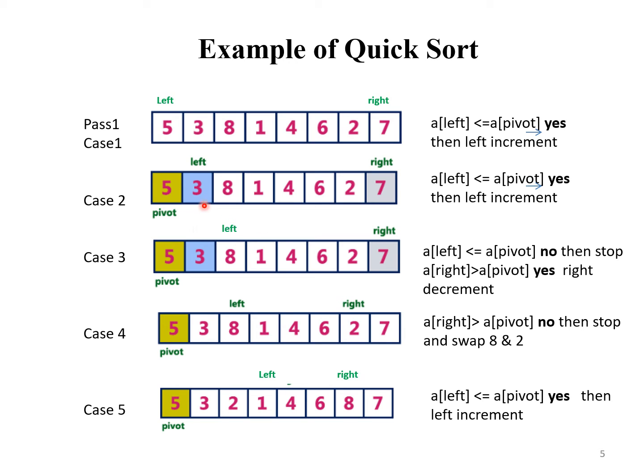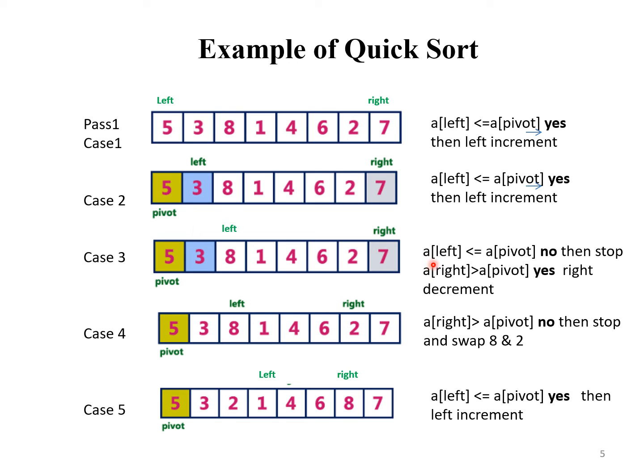Now repeat this process and we check this condition. A of left is less than or equal to a of pivot. So here a of left is 3 and pivot is 5. So 3 is less than 5. So this condition is also true. Then left is incremented by 1. So here in case 3, left points to the element 8.